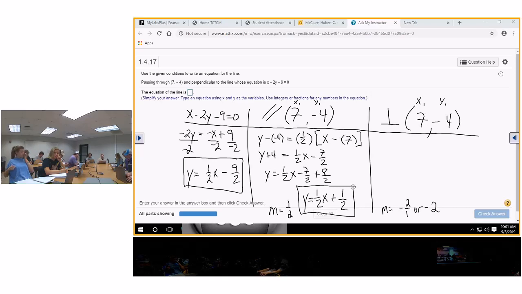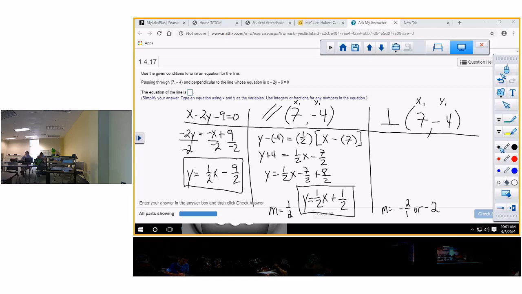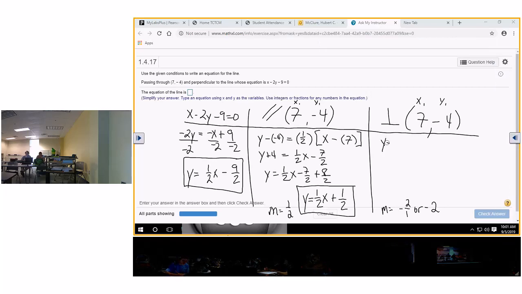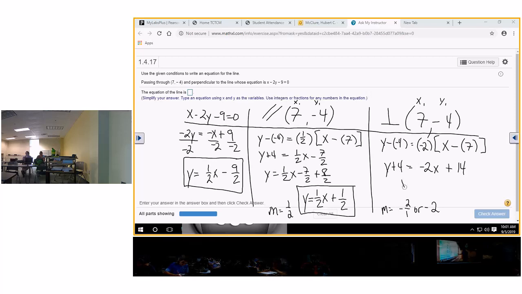All right, so here we go. Y minus parentheses equals parentheses, brackets, x minus parentheses. And what goes here? Negative 4, negative 2, and 7. Y plus 4 is equal to negative 2 plus what? 14. Y is equal to negative 2x plus 14 minus 4. And you feel good about yourself.